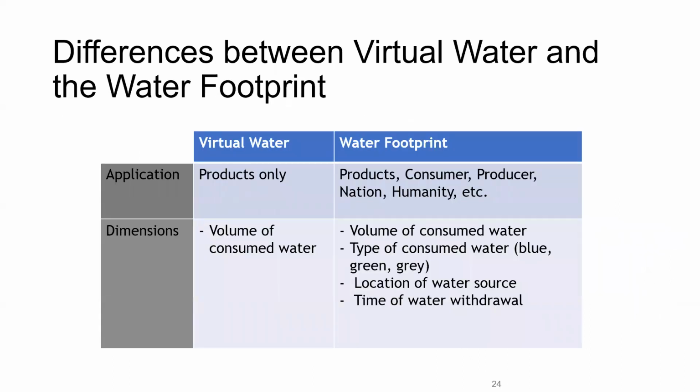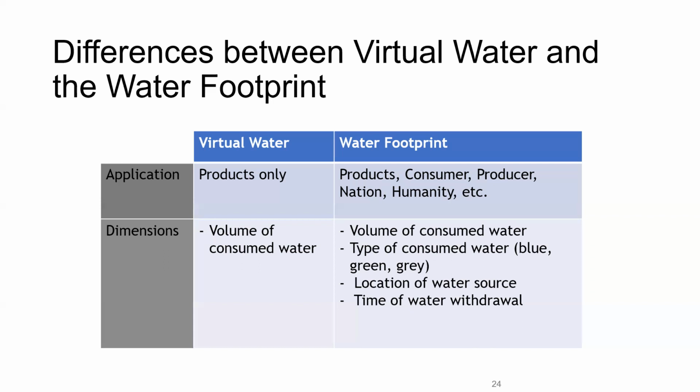So what is the difference between virtual water and water footprint? Virtual water is the specific water consumption, and specific water consumption is only for the product. Its application is only the product, and the dimension is the volume of consumed water for 1 ton of production capacity, like 1 ton of steel, 1 ton of distillery or alcohol, 1 ton of any product. So whatever the kiloliters or liters of water required to produce 1 ton of product is known as virtual water.